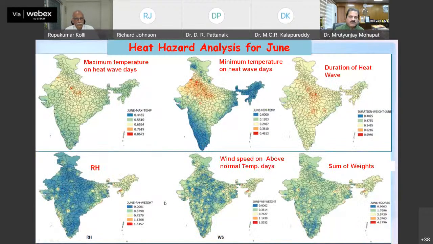during the monsoon. We also try to develop a heat hazard analysis for the month of June, as shown here, considering various parameters. For example, maximum temperature or minimum temperature, duration of heat wave, relative humidity, and wind speed above normal temperature days. We consider the sum of all the weights to do a zonation of various districts in the country, depending upon all these parameters.